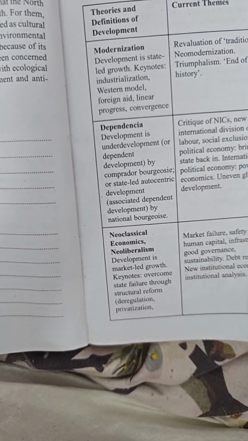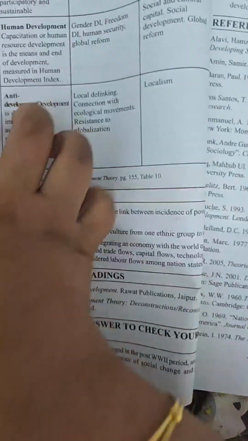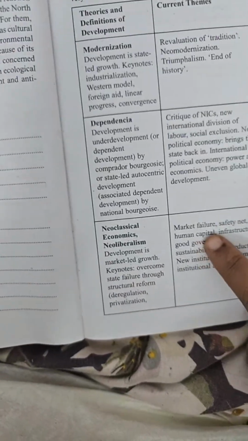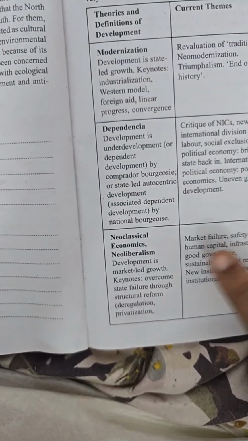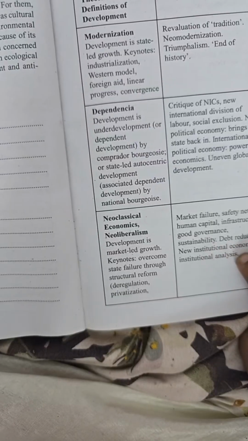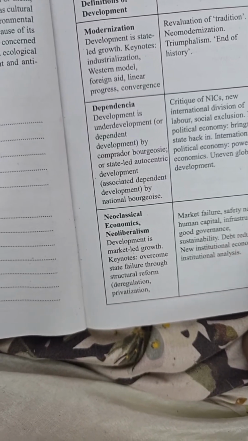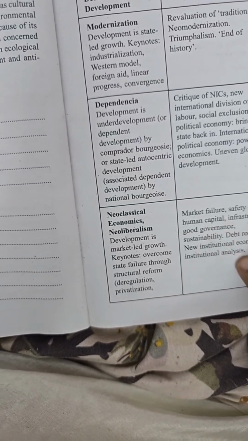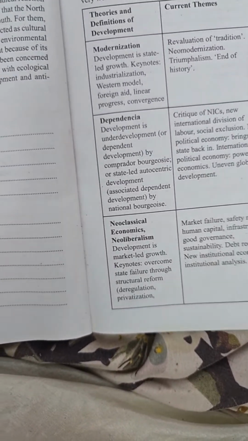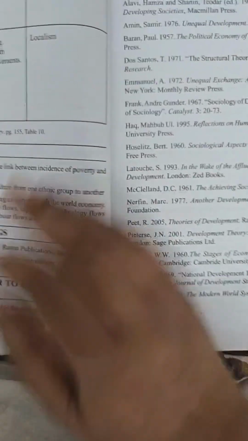Current theme: marketing, liberalization, and getting prices right. Current theme: market failure, safety net, human capital, infrastructure, good governance, sustainability, debt reduction, new institutional economics, institutional analysis. Future option: regulation of finance, civic economy.